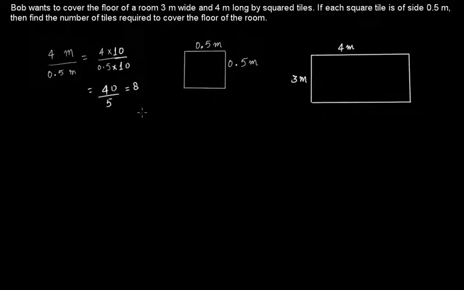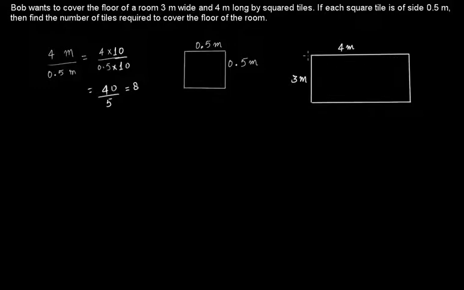What this tells us is that we can place 8 such tiles to fit along this length. Why? Because this is 0.5 meter, so 0.5 meter, 0.5 meter, 0.5 meter, 0.5 meter, 8 such tiles will cover completely the length of this floor.